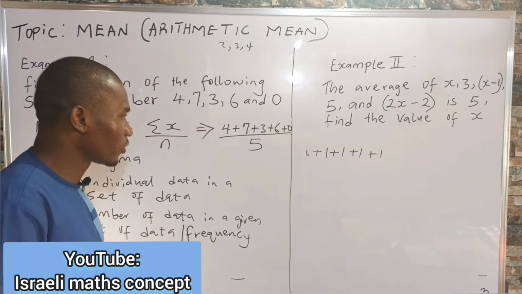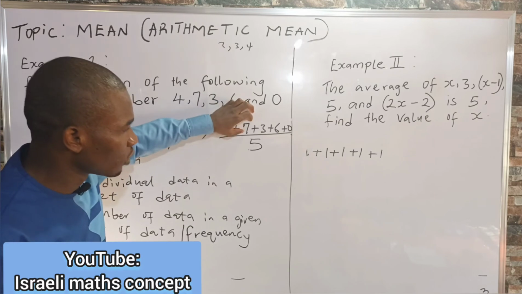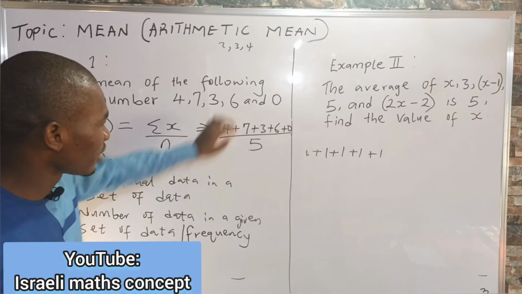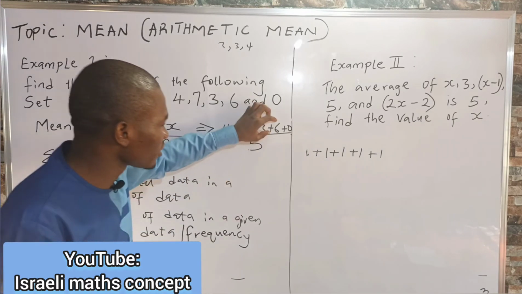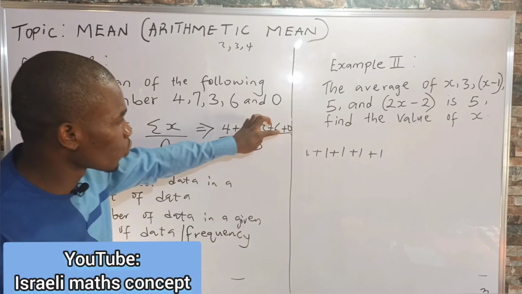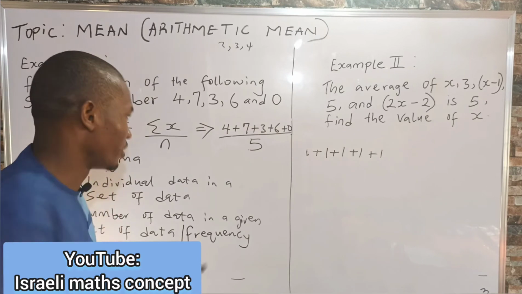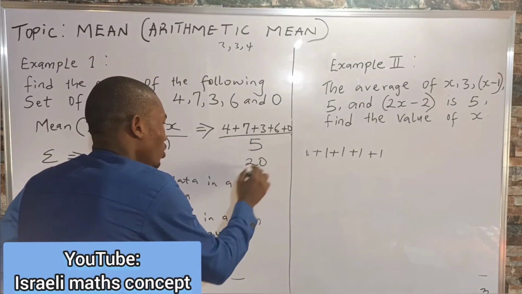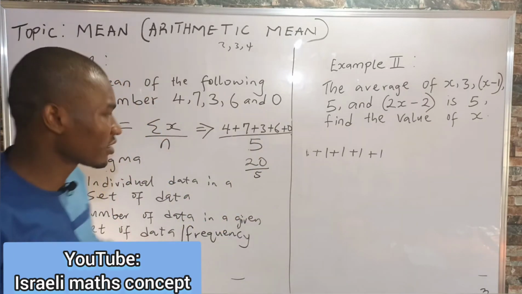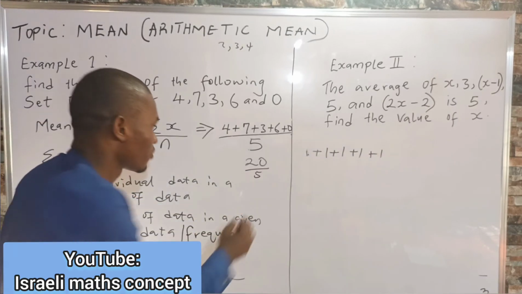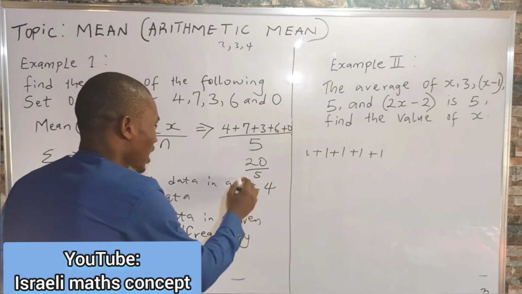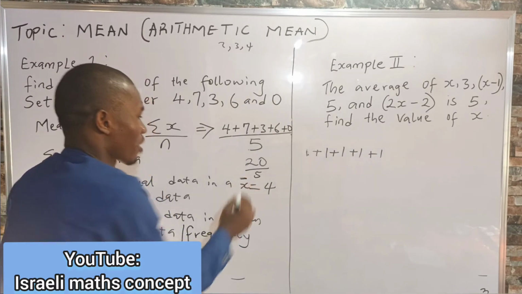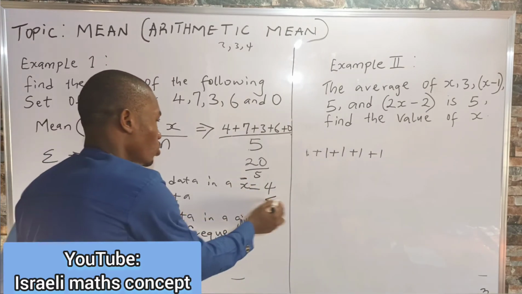So let's calculate further. 4 plus 7 will give us 11. And 11 plus 3 will give us 14. And 14 plus 6 will give us 20. 20 plus 0 is still 20. So we have 20 all over 5. So automatically 20 divided by 5 will give us 4. So automatically our x bar, which is our arithmetic mean, is equal to 4.